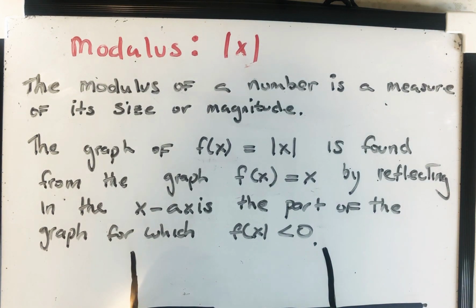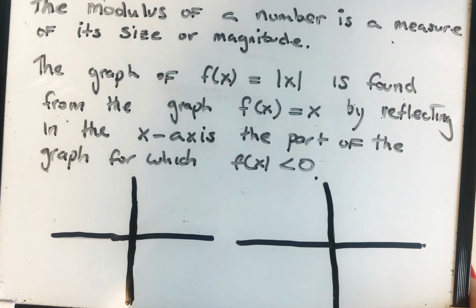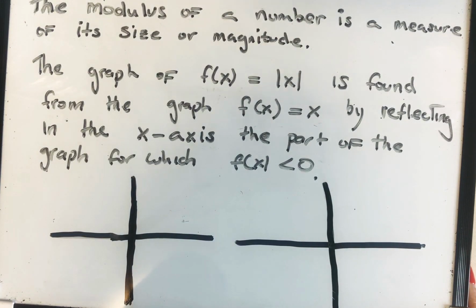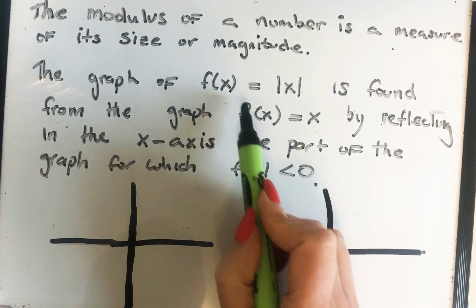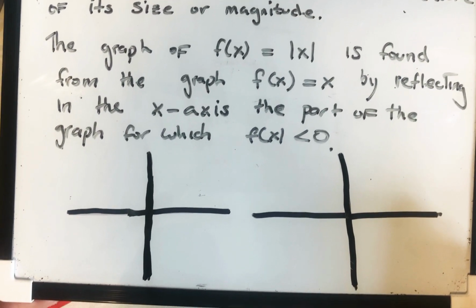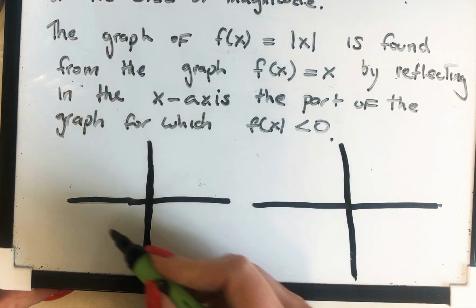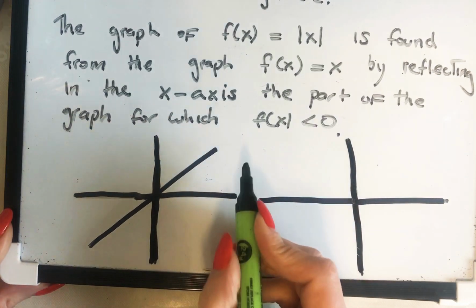The graph of f of x is equal to the modulus of x is found from the graph f of x is equal to x by reflecting in the x-axis the part of the graph for which f of x is less than 0. So in this video we're going to focus on graphing the modulus of x. We begin by firstly graphing y is equal to x. The graph y is equal to x is a linear graph, so it's this. So y is equal to x.